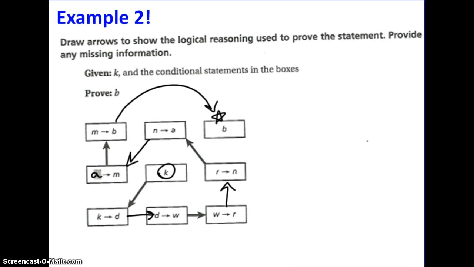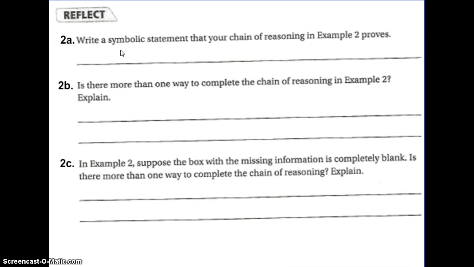Okay, let's answer some reflection questions regarding this. It says, write the symbolic statement of your chain of reasoning in example number 2 proves. Well, we can say that K implies B because we have shown that K to all those different letters comes back to B. Is there more than one way to complete the chain of reasoning in example number 2?